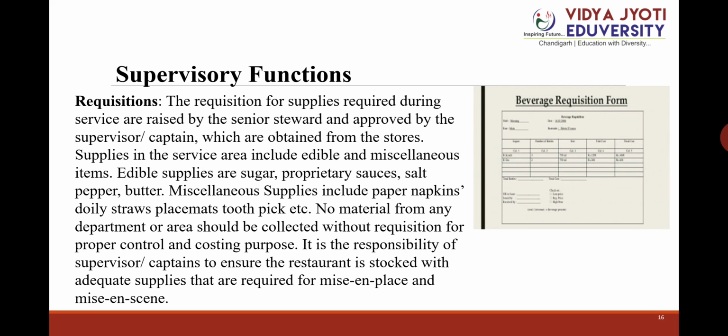Requisitions. The requisitions for supplies required during service are raised by the senior steward and approved by the supervisor or captain, and are obtained from the stores. Supplies in the service area include edible and miscellaneous items. Edible supplies are sugar, proprietary sauces, salt, pepper, butter. Miscellaneous supplies include paper napkins, doilies, paper, straws, placemats, toothpicks, etc.